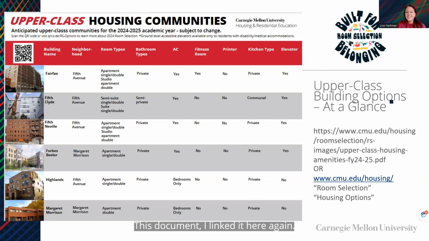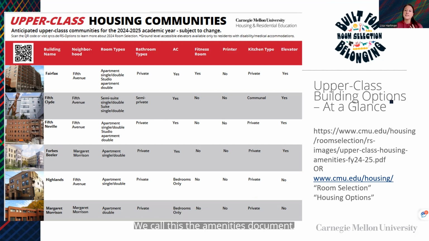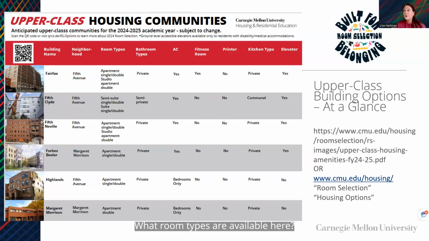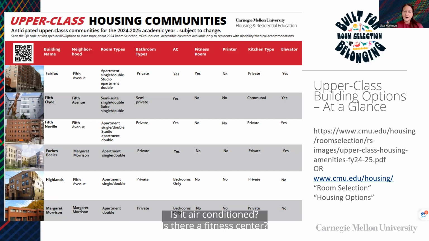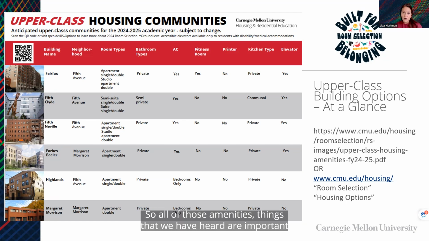This document, I linked it here. Again, I know you can't click on the link, but if you pause this and you want to go directly to it, this will take you straight to the PDF. This is our upper class housing communities. We call this the amenities document. At a glance, it's showing you the building, the neighborhood that it's located in, what room types are available here, what type of bathroom situation it is. Is it air conditioned? Is there a fitness center? What kind of kitchen? Is there an elevator? So all of those amenities, things that we have heard are important to students and factors in their decision-making process.